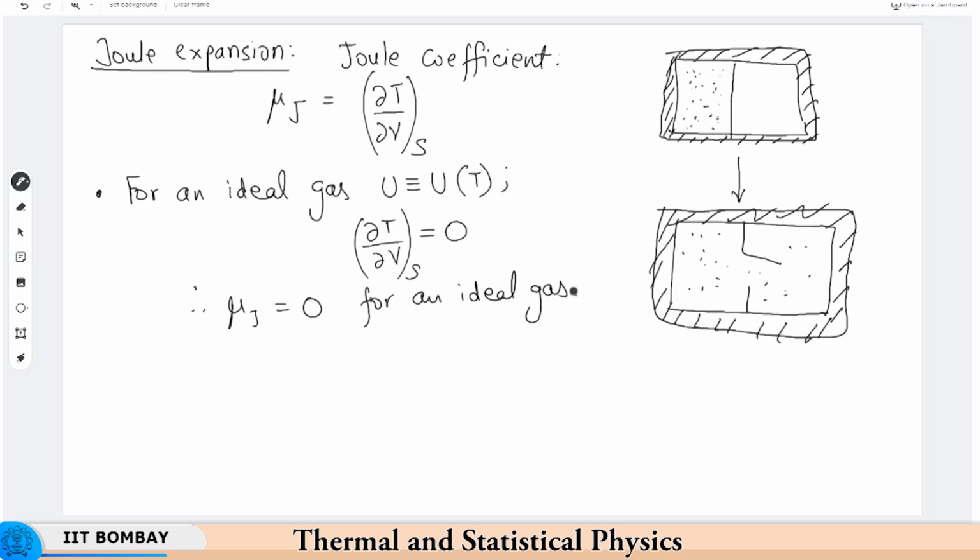Now, the real question is what happens when your gas is not an ideal gas. What happens for a real gas?